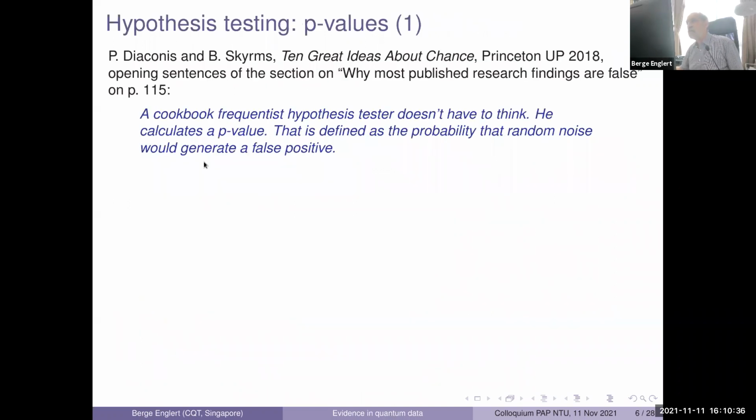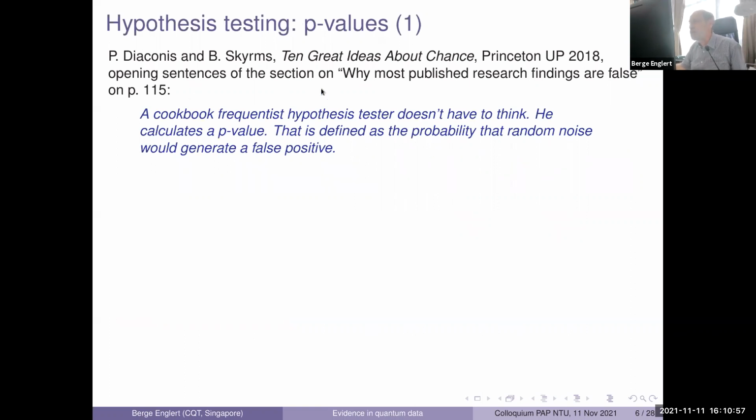Now, what about hypothesis testing? P-values. Here is a citation from this nice book by Diaconis and Skyrms, Ten Great Ideas About Chance, published by Princeton University Press in 2018. It's really an enjoyable book that I recommend to all of you.